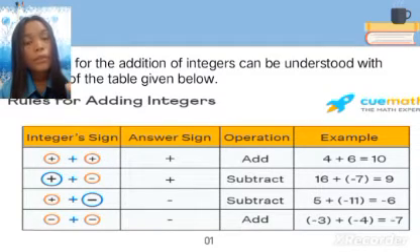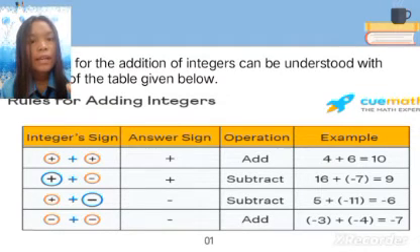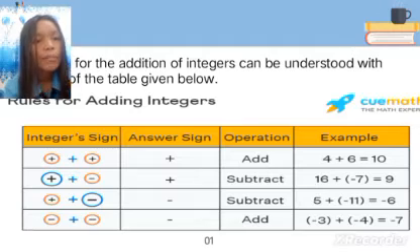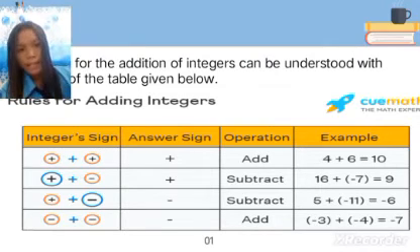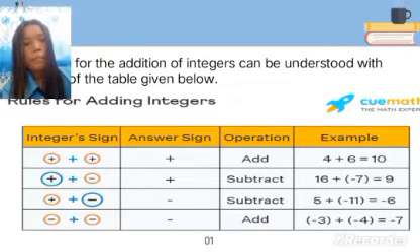The negative could be the lower, so the operation of that is subtract. For example, 16 plus negative 7, what could be the answer? 9. So, positive plus negative. Next, positive plus negative, so the answer sign is negative.